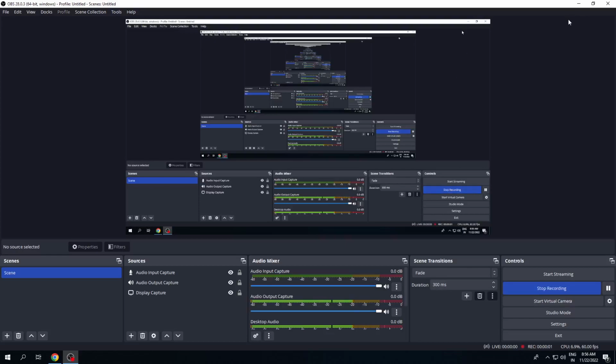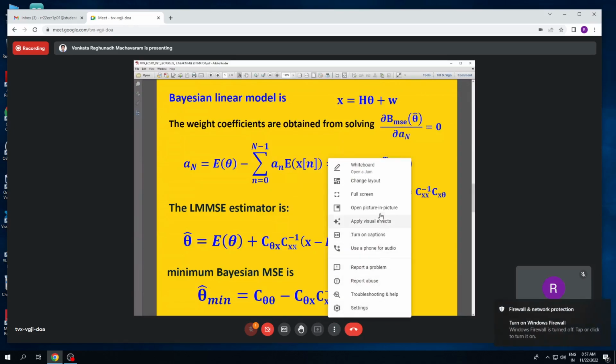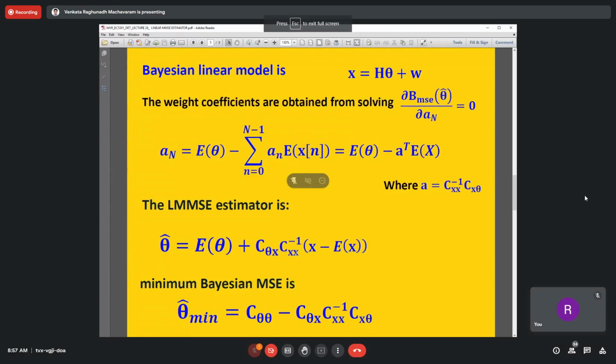Now by minimizing that risk function, that is R is equal to the Bayesian mean square error of theta hat, obtained from solving this one, we get the optimum coefficient An. So An is an expression of theta minus An expectation of Xn. So go to the previous expression and substitute.